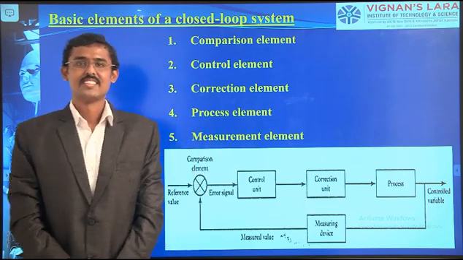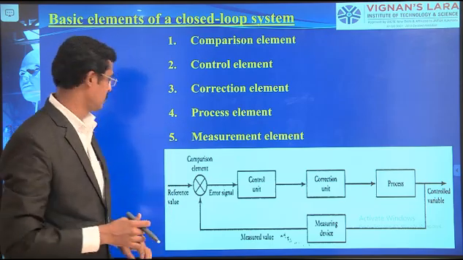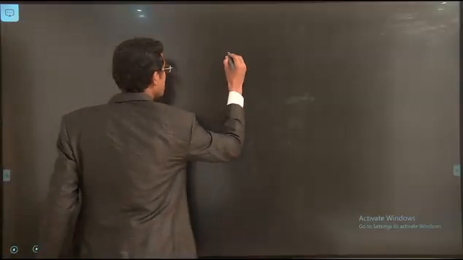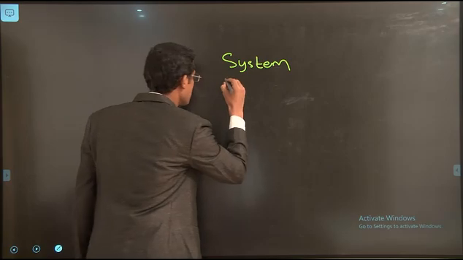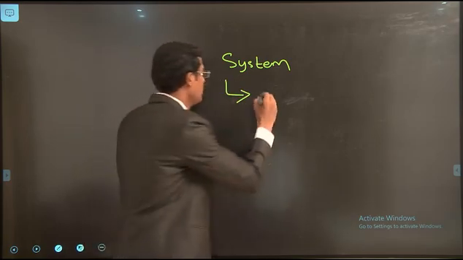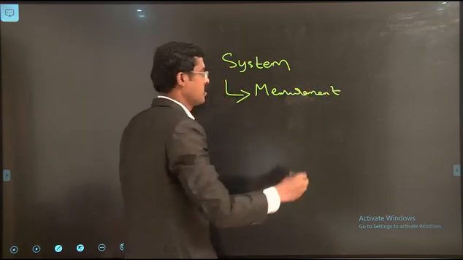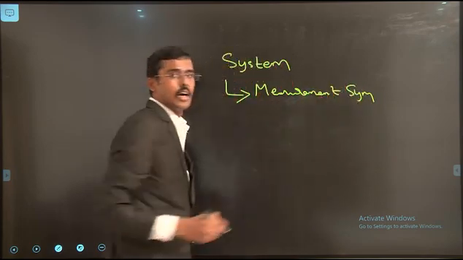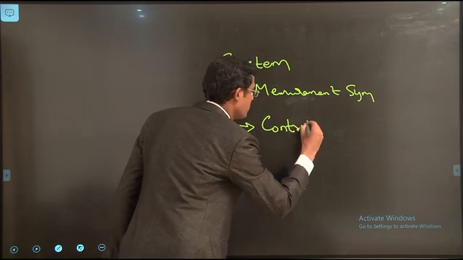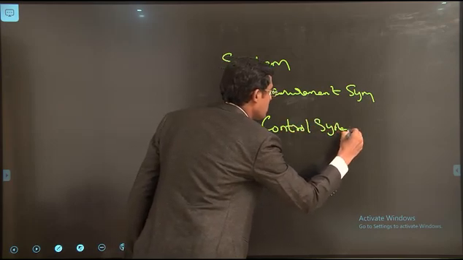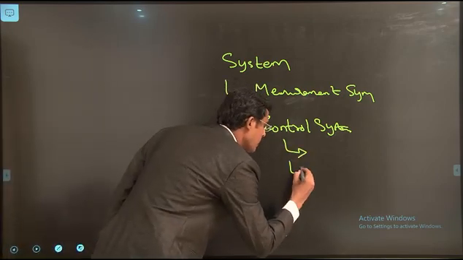In the last session, we have seen what is meant by a system. It means a box. Last class we have seen about the system, in this we have seen about the measurement system, and then the control system. In the control system, we have divided it into two categories.